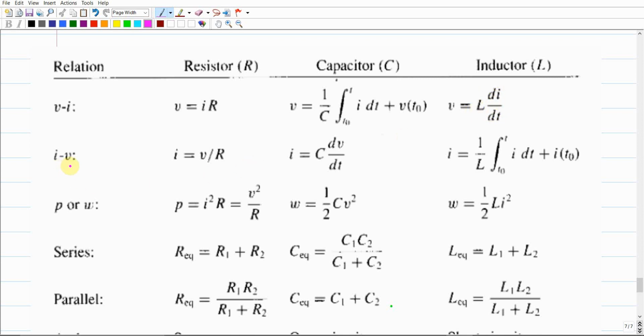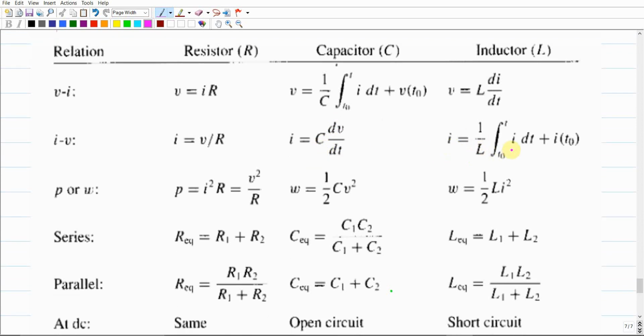The current in terms of the volt is going to be the opposite. For the resistor, the current is going to be V over R, according to Ohm's law. For the capacitor, the current will depend on the time derivative of the voltage, which is going to be equal to C times dV by dt. And the current for the inductor will be the integral of the voltage, V of t, over time, plus I0.